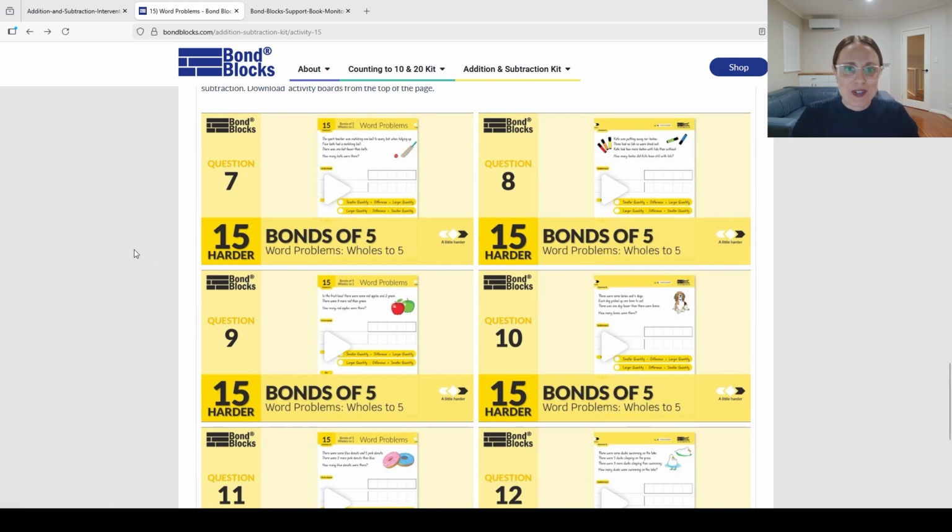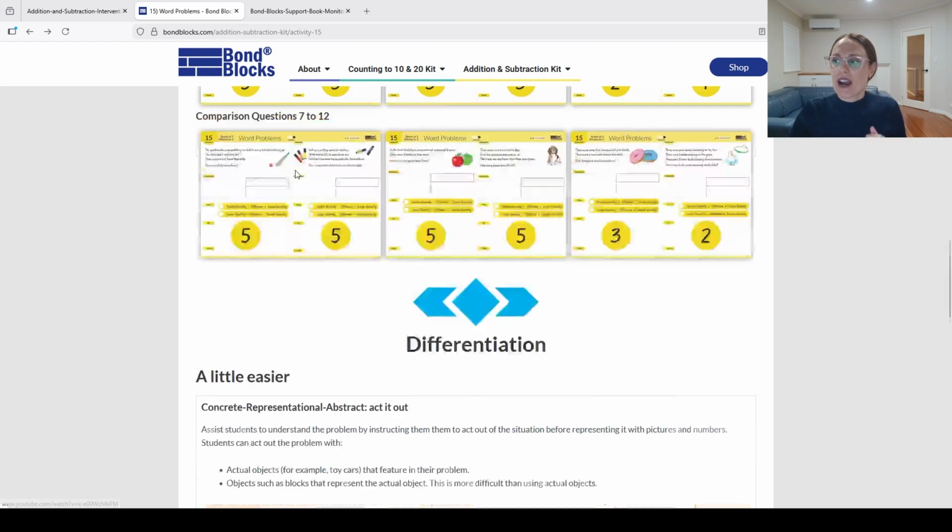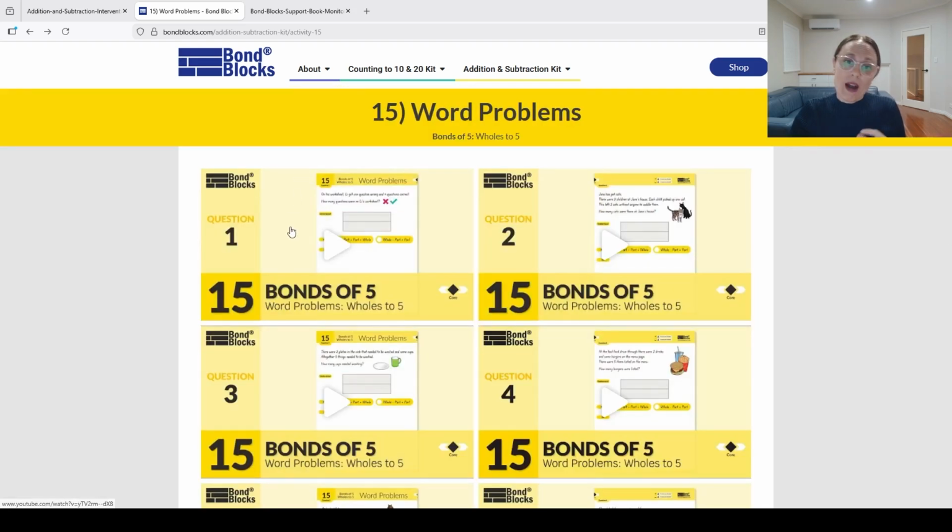You don't have to watch every video. However, the first one in each, so question 7 of the comparison and question number 1, are slightly longer. They're the ones that I would definitely show the class. They start with a definition of what that structure is. That video and the rest of them all follow the same sequence.